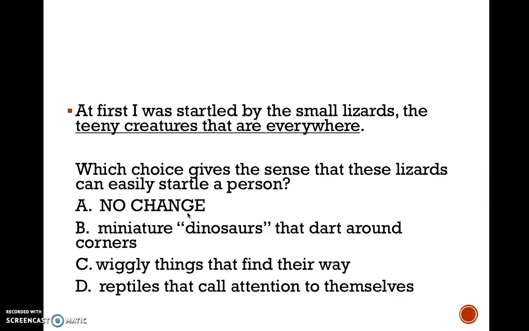But let's look at the other answer choices. Wiggly things that find their way. Oh, they're just wiggly. How cute. Or reptiles that call attention to themselves. None of those sound nearly as startling as B, right? Easily startle a person. That's what we want to underline. And you need to write on the test, so underline the clue when you can.